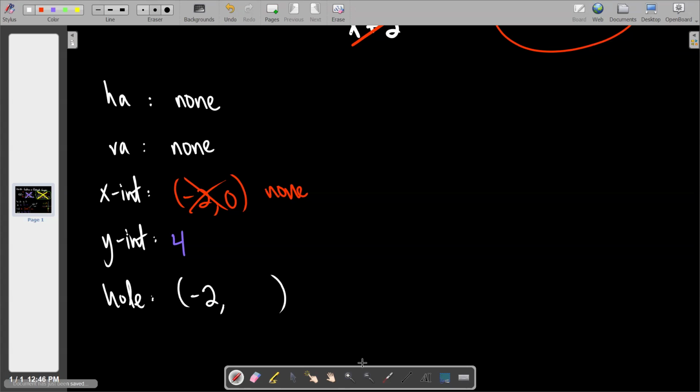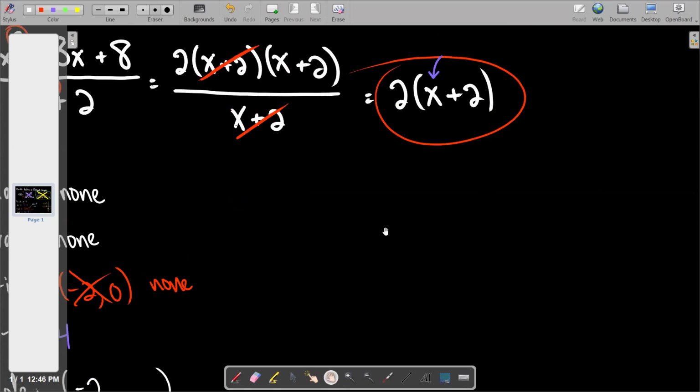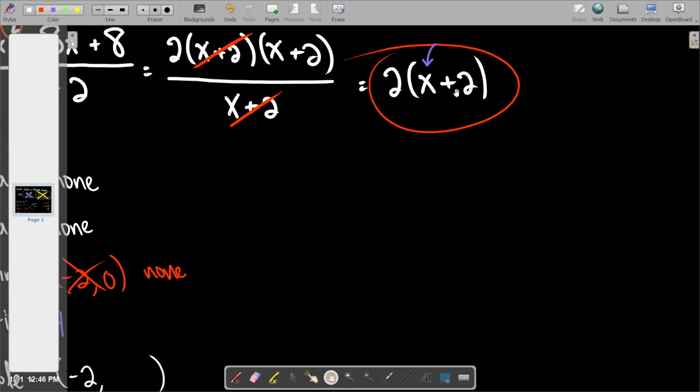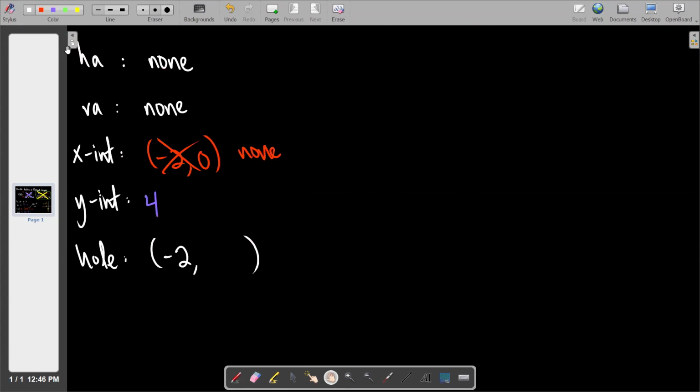So we're going to plug -2 into the post-reduced fraction, which is where the purple arrow is pointing. And if you put -2 in there, what's -2 plus 2? 0. What's 2 times 0? 0. So there's a hole at -2, 0. And that's why there is no x-intercept. So I'm sticking with what I said. Can't have a hole and an x-intercept at the same place.